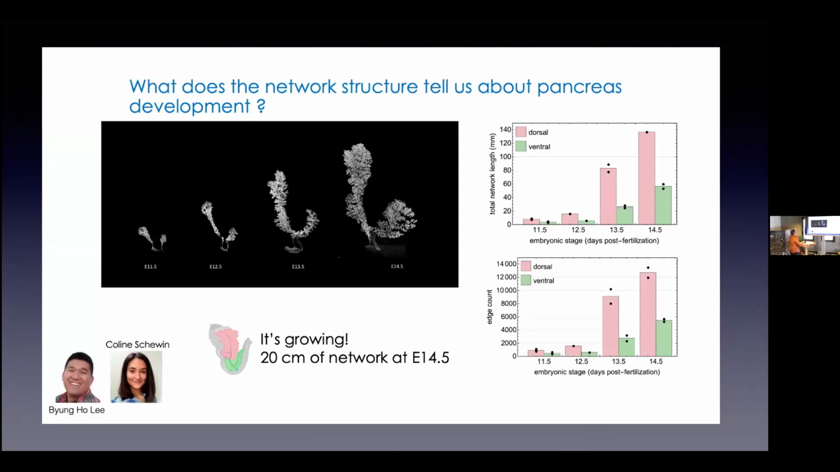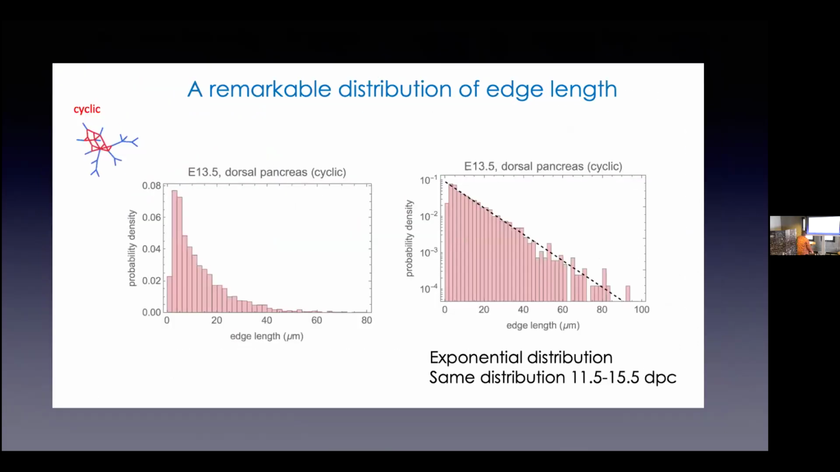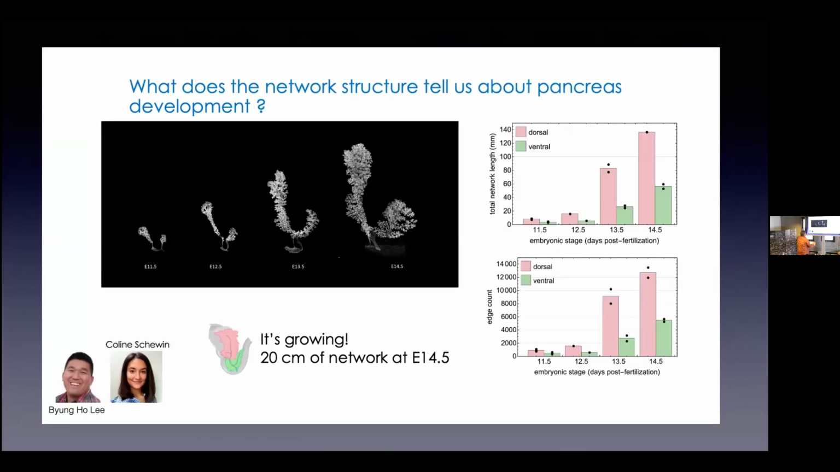Okay, and so we can look at the network structure and try to understand some things about pancreas development, right? In the light of thinking about these flows and the resistances and conductances and everything else. So one of the obvious things is the whole structure is growing. The total network length, the edge count, everything is going up, going up quite a lot.